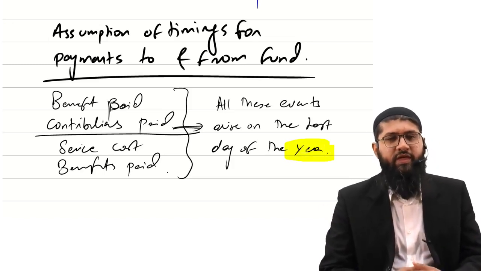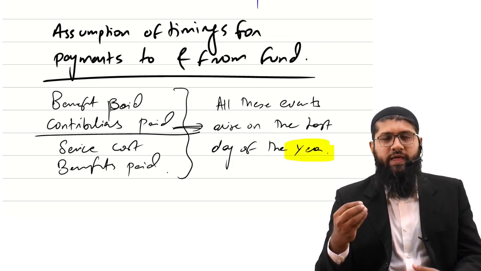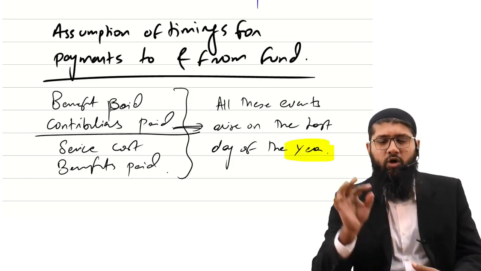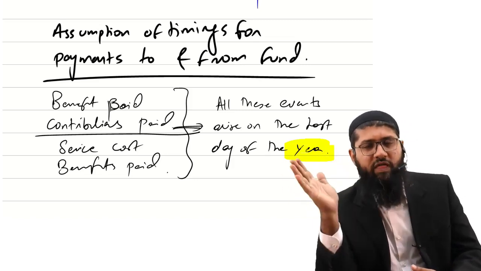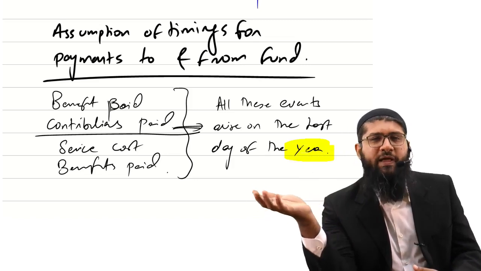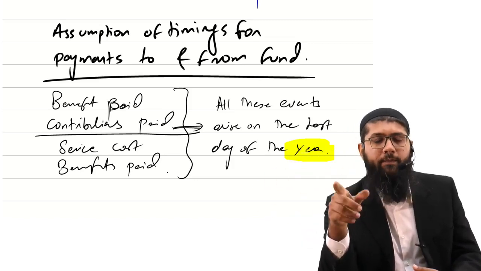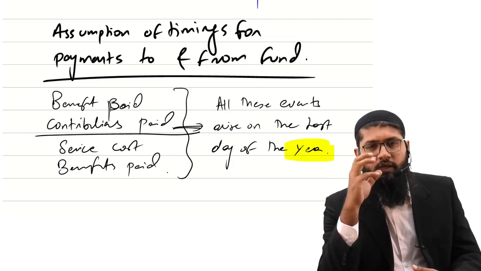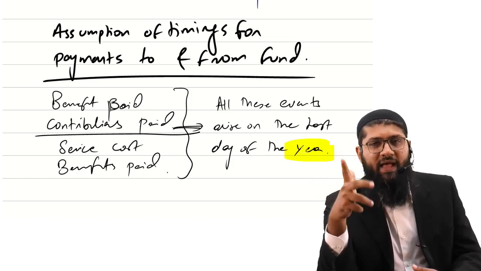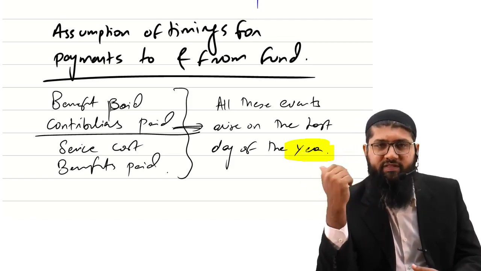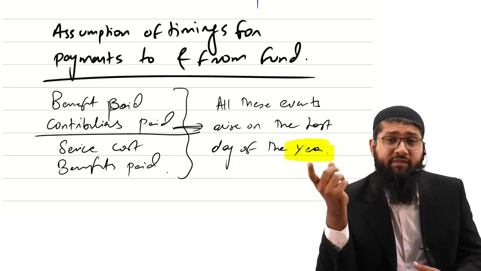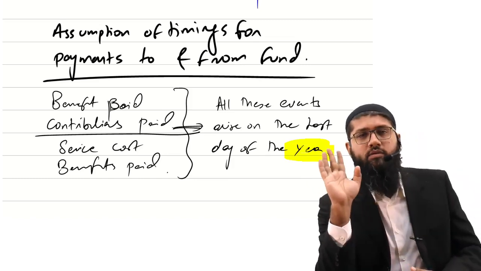That means if you are talking about the year ended December 2021, then all the benefits that are paid out of the fund are paid on 31st December. All the contributions paid into the fund are paid on 31st December. Any service cost is established on 31st December. Any past service cost that arises is on 31st December. Any curtailment that's being done is on 31st. So the assumption is that everything happens at the end of the year.